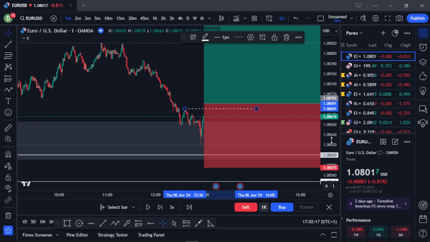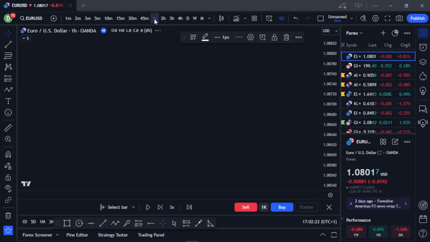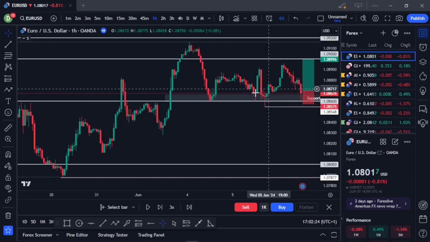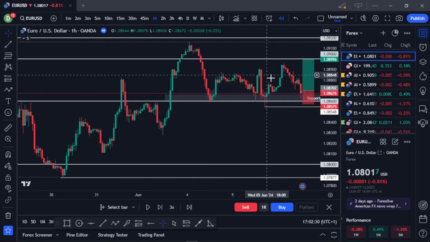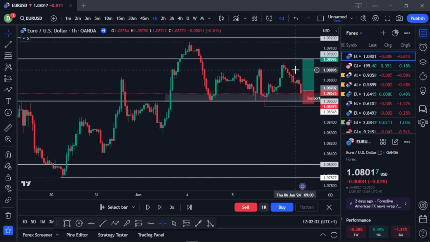So for this particular one, the reason why I will be looking for a buy opportunity here, the first reason is that if I come over to the higher time frame, you can see whenever the market comes in here, it always bounces off immediately. So with this in mind, I'm very much sure that whenever the market comes here, it's actually going to bounce off again.